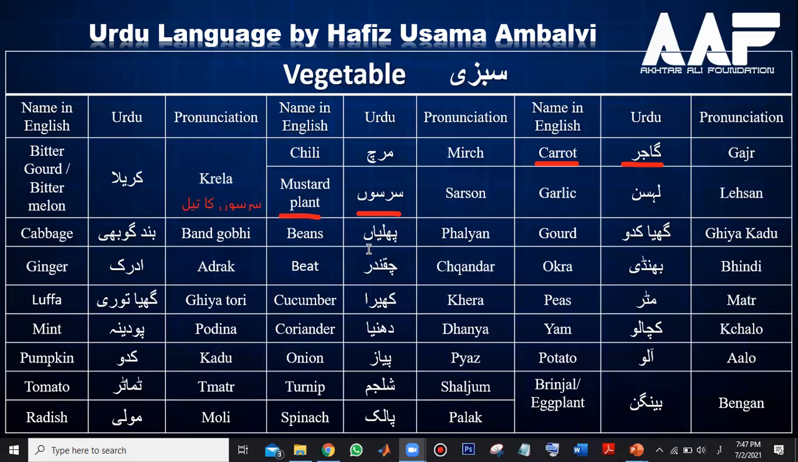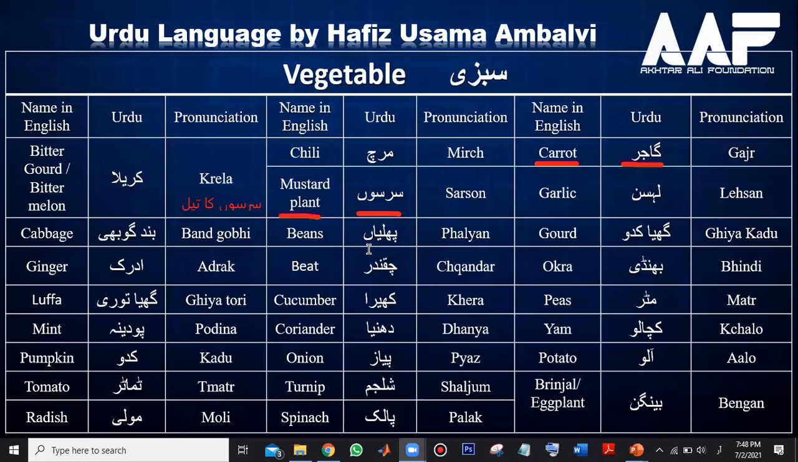And then we have pumpkin, kadu. Onion means pyaz. And then we have potato, it's alu. Tomato, it's tomato. And turnip, it's shaljam. And brinjal means bangan. Then we have radish, which means mooli.